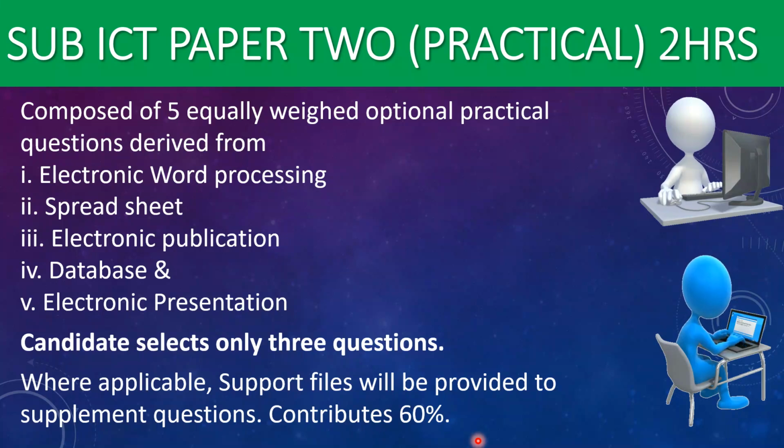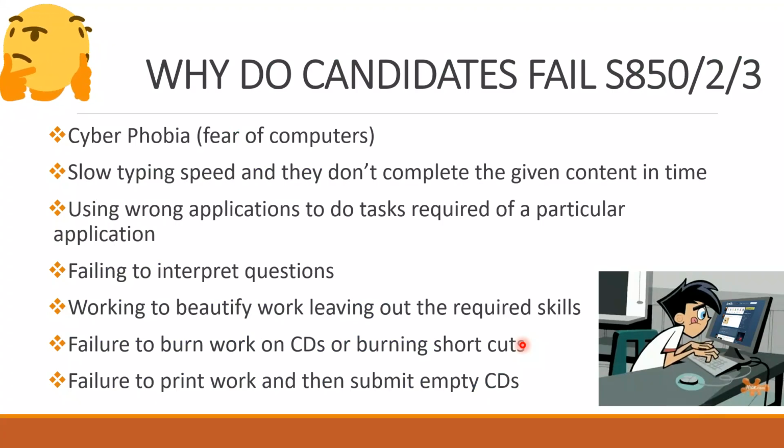So a candidate is supposed to select only 3 questions. Where applicable, we give you support files so that they can supplement the questions. This paper contributes 60%. So why do candidates normally fail practical? That is paper 2 or paper 3.